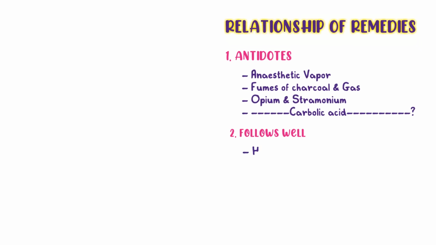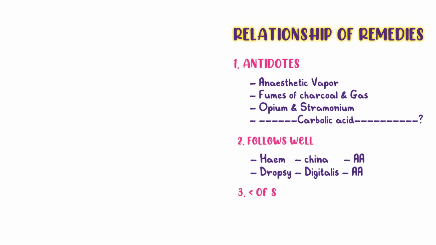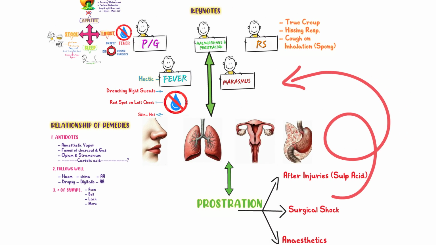Moving on to the second one, follows well. In hemorrhage, after China, you can give acetic acid. In dropsy, after digitalis, you can give acetic acid. It aggravates the symptoms of aconite, belladonna, lachesis and milk. The entire remedy acetic acid can be remembered with only these 5 key points.